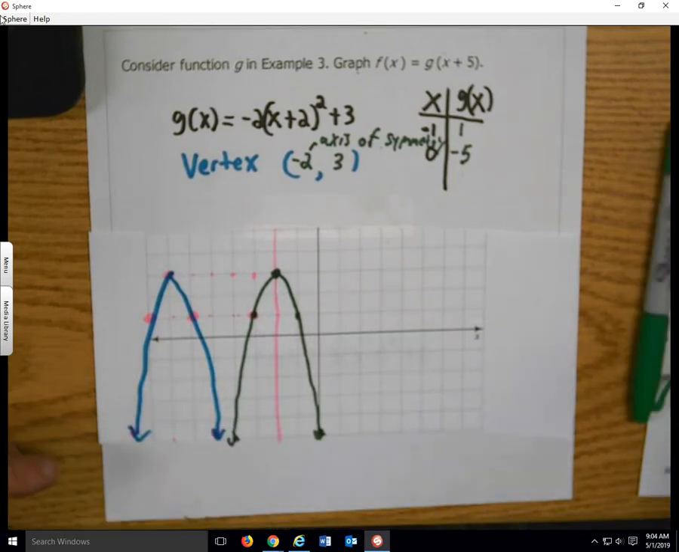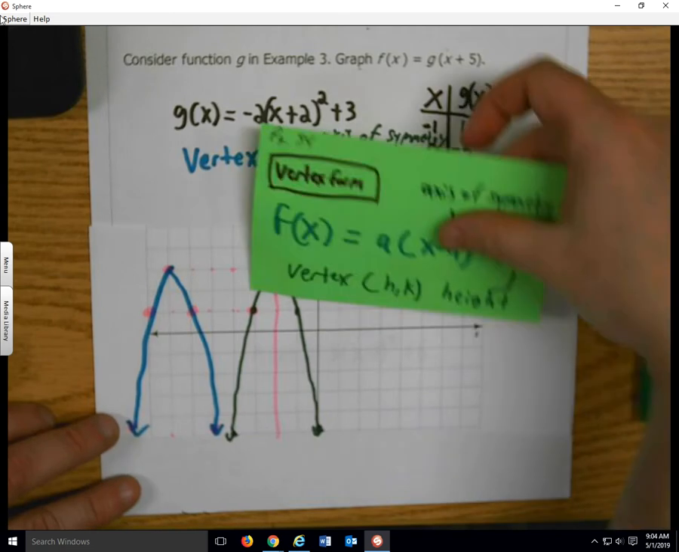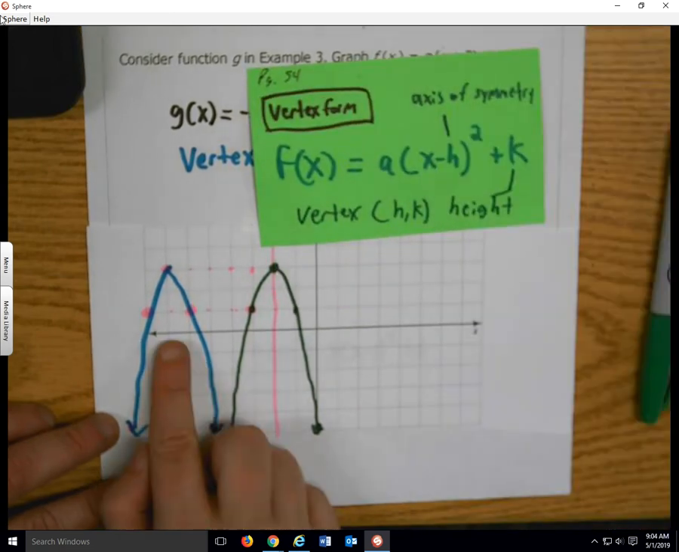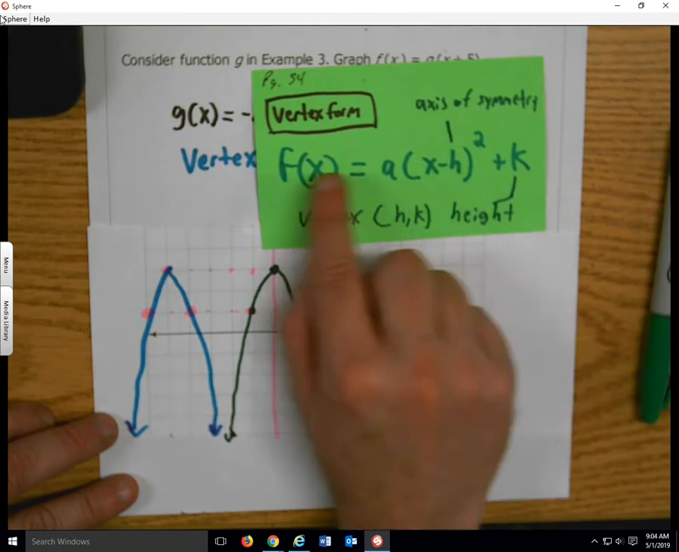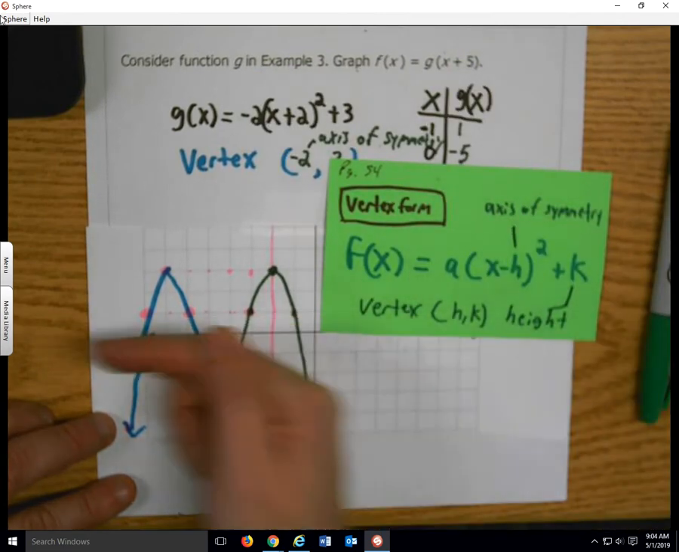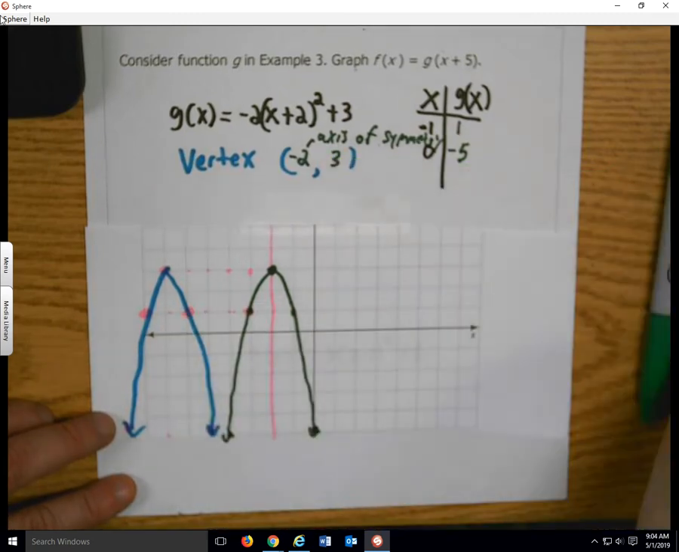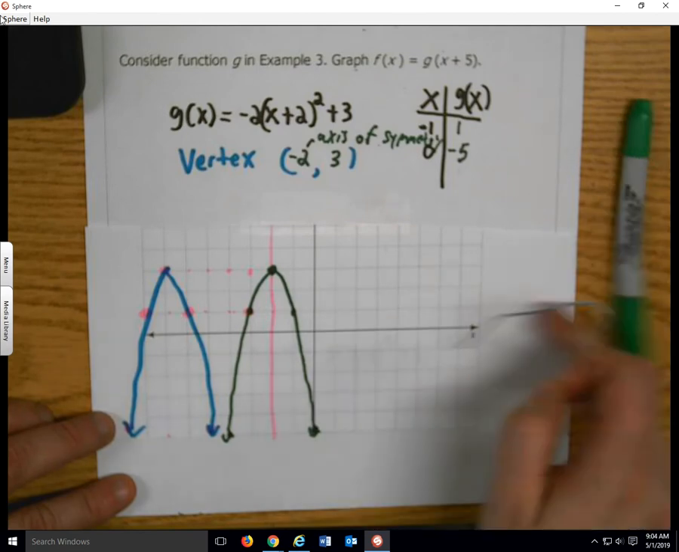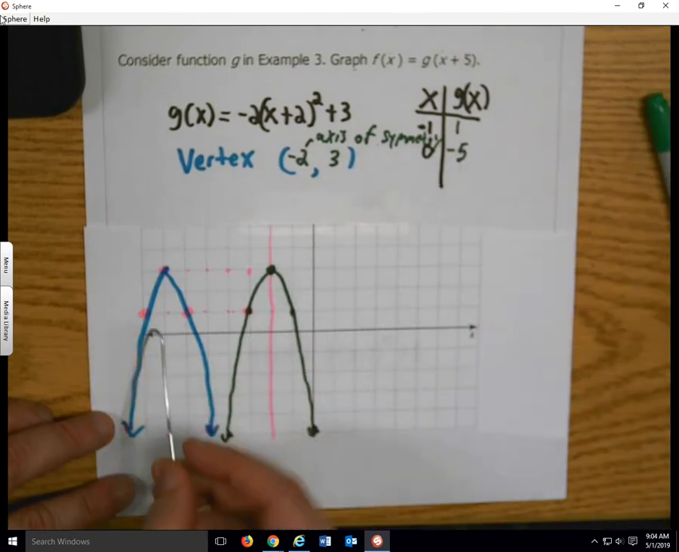Okay. Some people do still get hung up on that. This is a positive 5, and we moved it to the left. As a reminder, because people say, well, positive goes to the right. Remember, it's a negative h in the vertex form. So even though this is a positive 5, because of the negative, you're moving it over to the left 5 spots. And if this were a negative, you would have moved it over to the right.